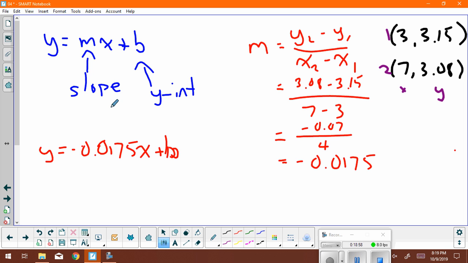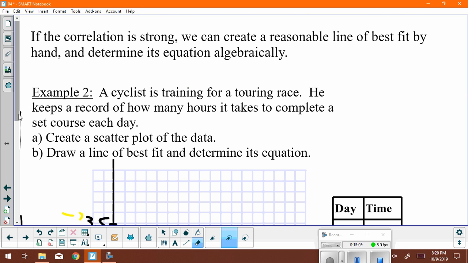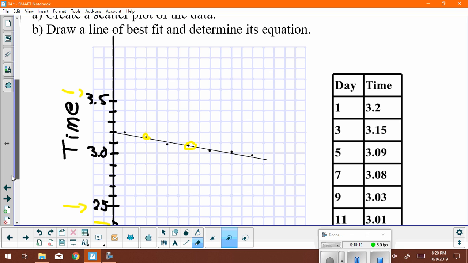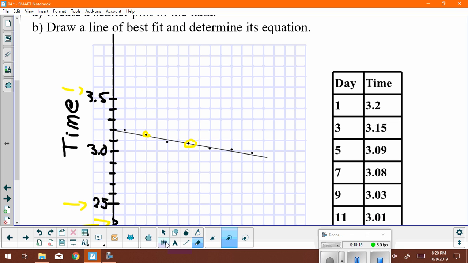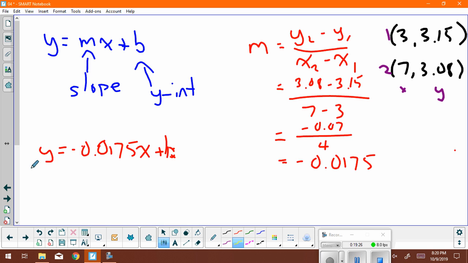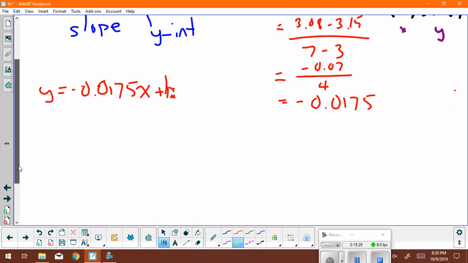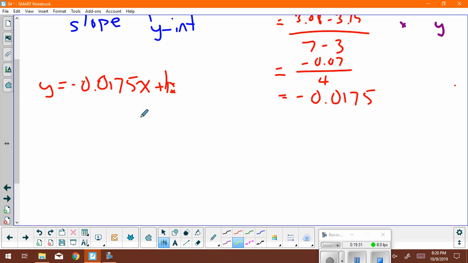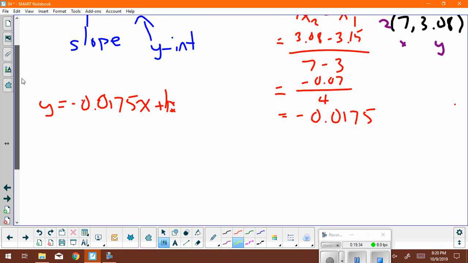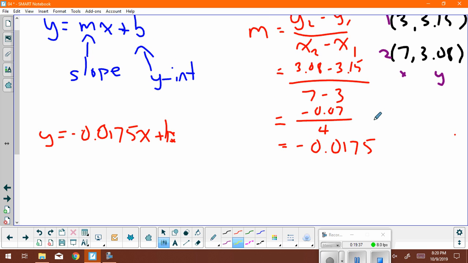Okay, so as for the y-intercept, we have a couple of options here. One, if we go back to our graph, we could try to just eyeball it from the graph. From the way I've done the line of best fit, it looks like it's hitting pretty much right at 3.2. So I could just say my y-intercept is 3.2 and be done with it. But I'm going to review how to do it the other way, in case it's not quite as obvious.